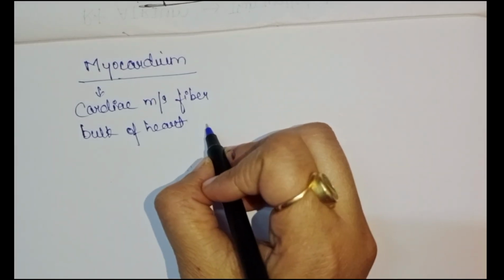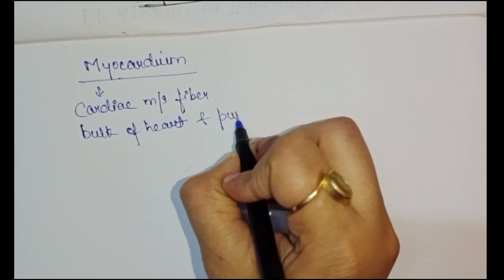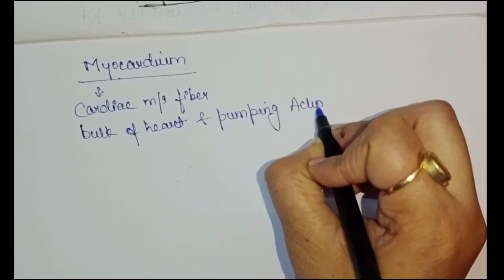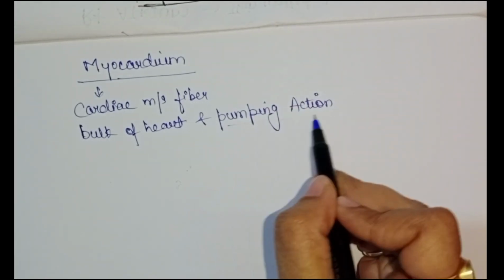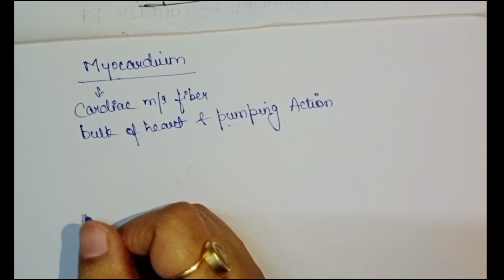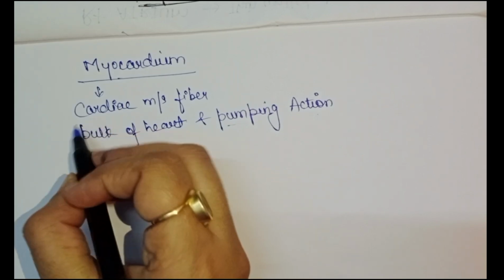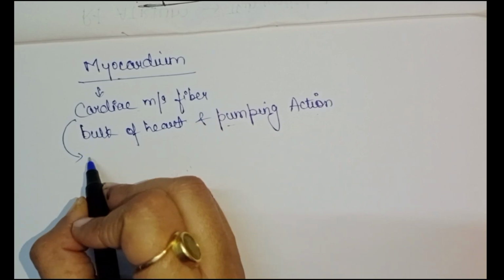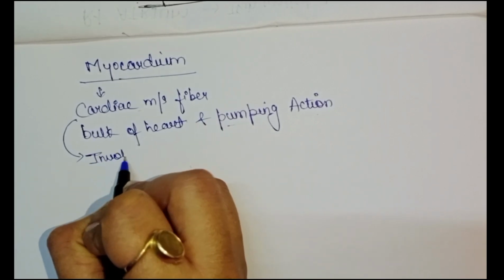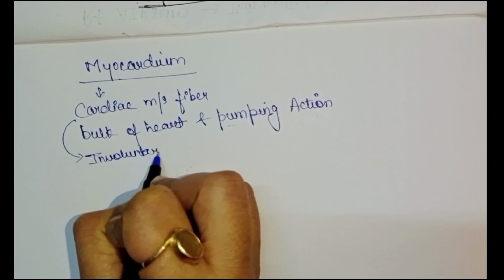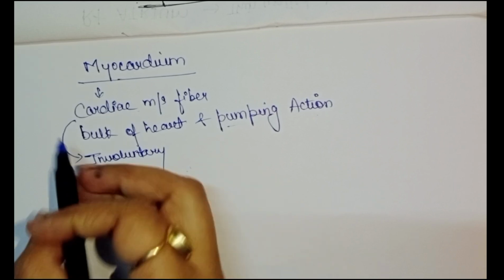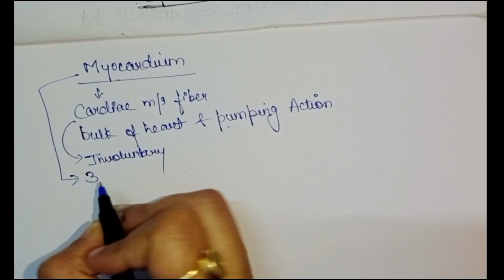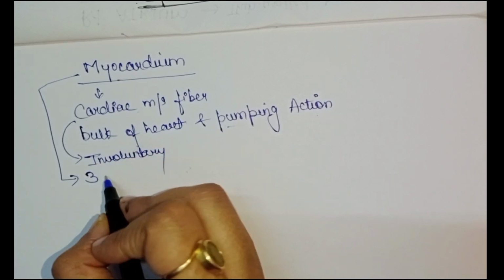It is responsible for the pumping action of the heart. So what is the characteristic feature of cardiac muscle? Cardiac muscles are involuntary in nature. The myocardium has three types of muscle fiber.